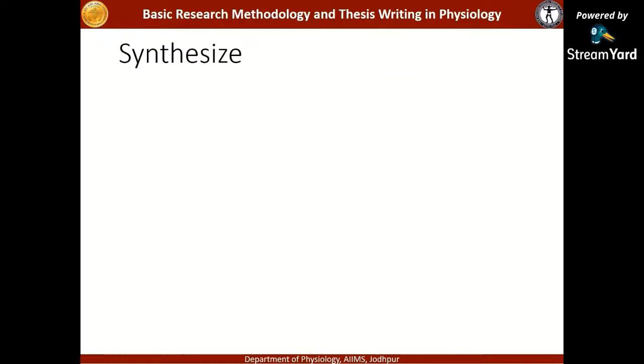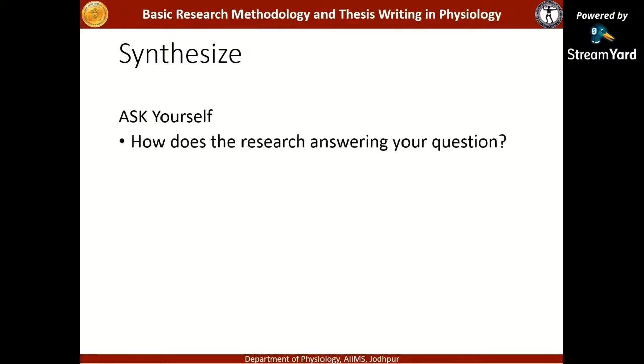Right? Once you are done with it, you have to synthesize all the information you have. You have so much information. You have read 100 articles, and in the 100 articles, so much information is there. Now what? Should I write the review of literature outright? No. Synthesize the information. And how to synthesize? Just ask yourself a few questions. How does the research answer your question?